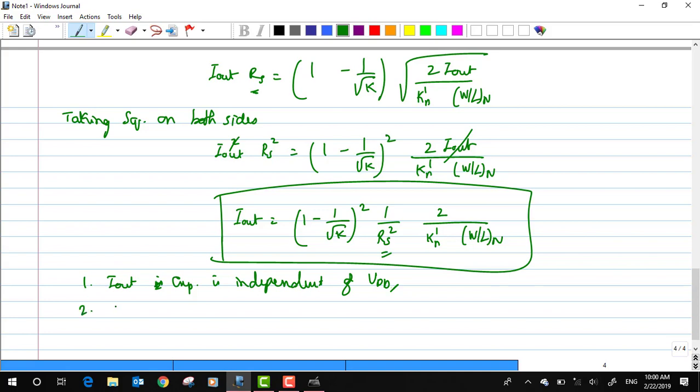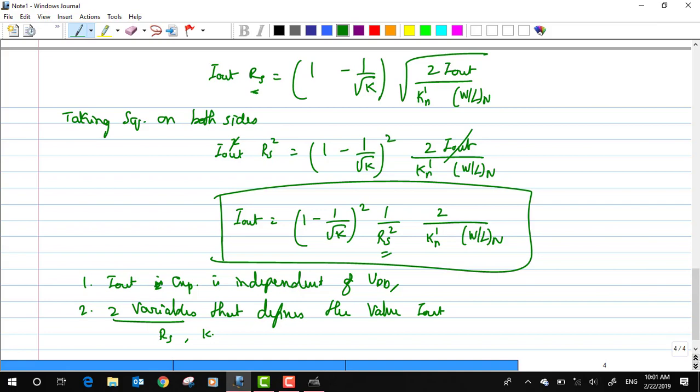I also have two variables that define the value of I out. So whatever value you want to get out of the circuit, I can work out with these two variables. One variable is RS, the other variable is K. With these two variables I can define an appropriate reference current out of this particular circuit.